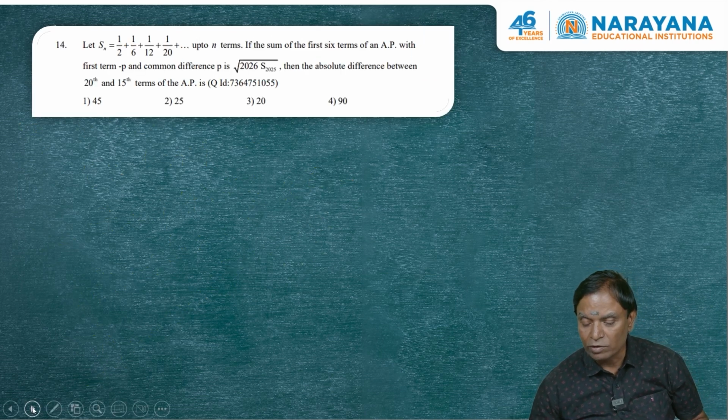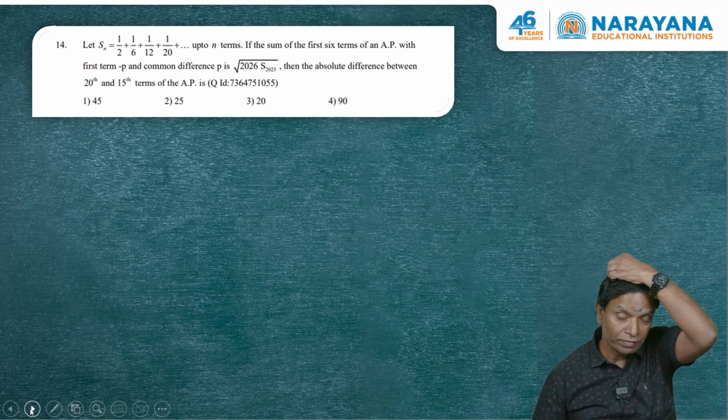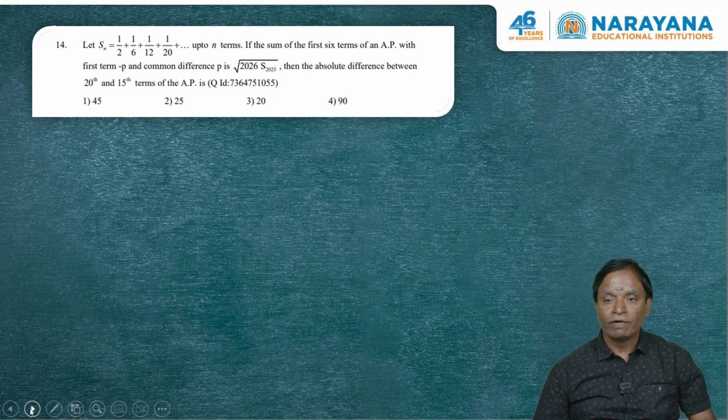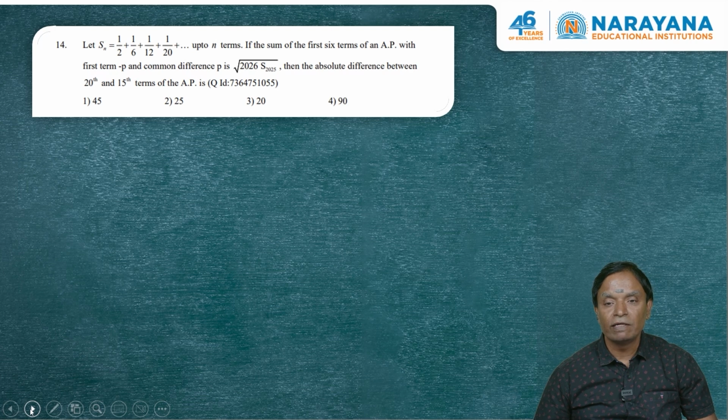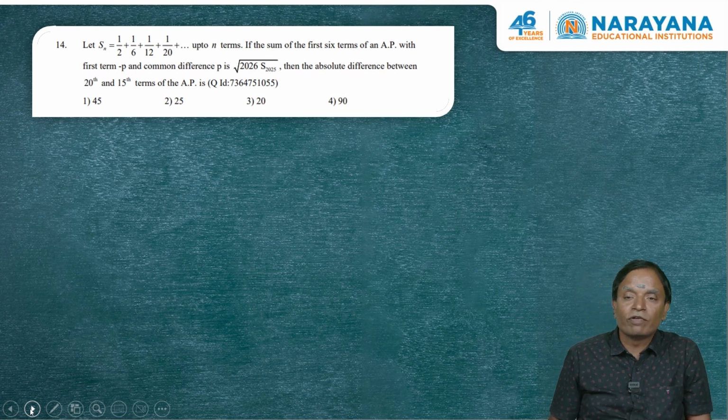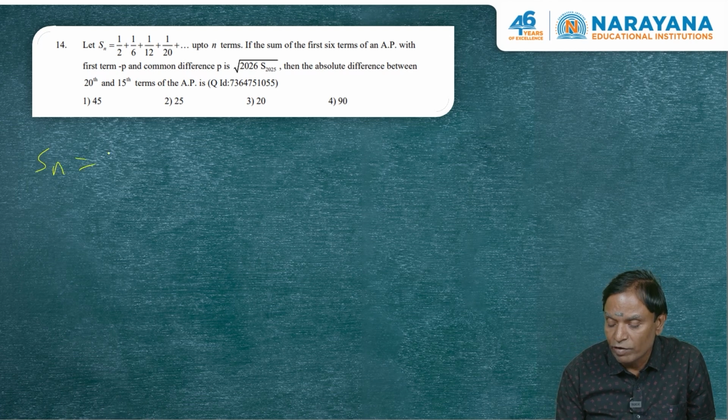Now let us go to the next problem. Now Sn is given. The sum of the first 6 terms of an AP with first term minus p and common difference p is under root of 2026 S2025. Then you are asked to find the absolute difference between the 20th term and the 15th term of an AP. Now Sn, whatever is given, if you observe, this is nothing but sigma 1 by n square plus n.